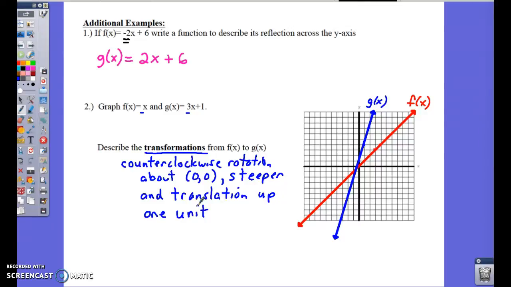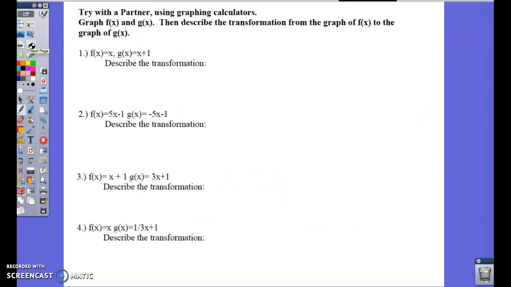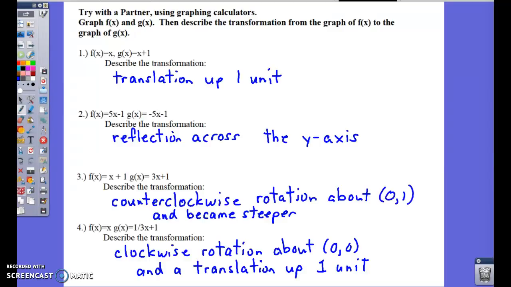So finally, moving on to the last slide. If you take a look, the teacher's asking you to try with a partner using graphing calculators, or if you don't have a graphing calculator, you can do it the old-fashioned way on graph paper. But go ahead and try these 4 problems. Why don't you go ahead and hit pause? I'll give you some time to do it, and when you come back, we'll reveal those answers to you. Okay, there you have it. There are the solutions to each of those 4 examples.